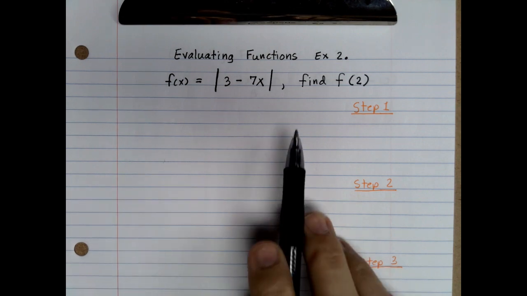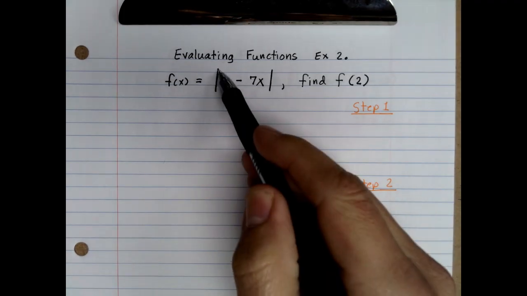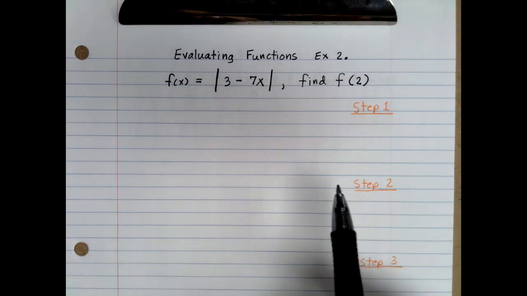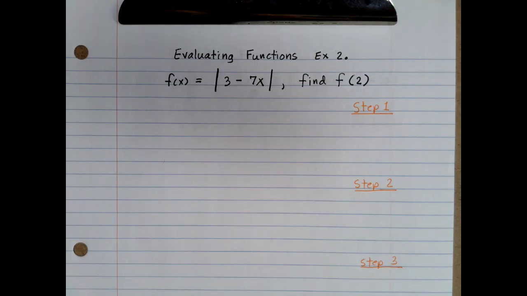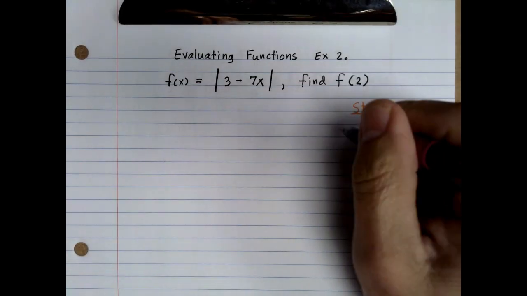Alright, in this video we're going to evaluate this absolute value function. Notice it looks a little bit different than the linear function because it has these two absolute value brackets. So let's go ahead and follow our first step just like the other video. We are going to rewrite this equation.